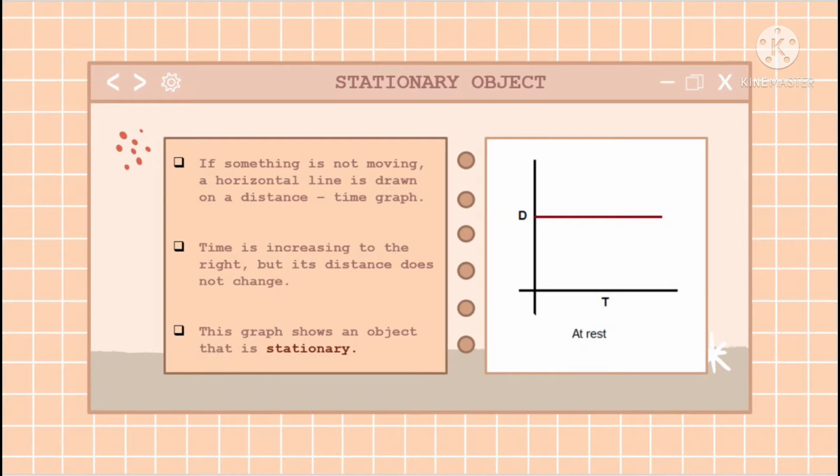Stationary object. If something is not moving, a horizontal line is drawn on a distance time graph. Time is increasing to the right, but its distance does not change. This graph shows an object that is stationary.